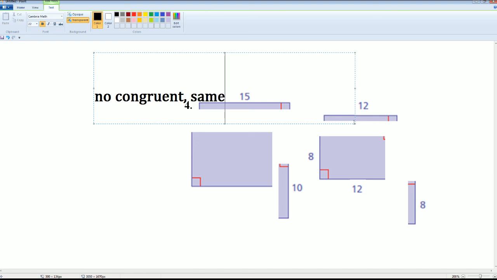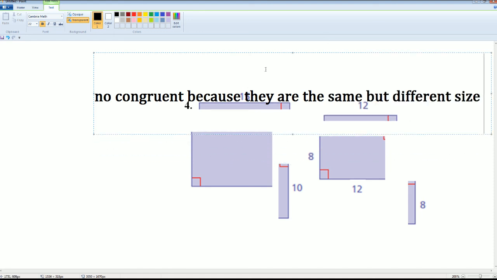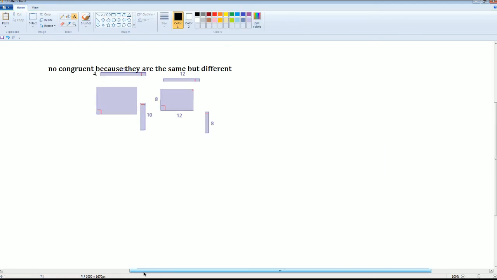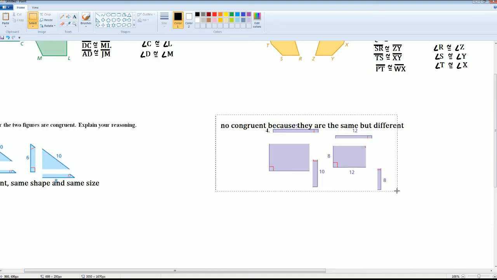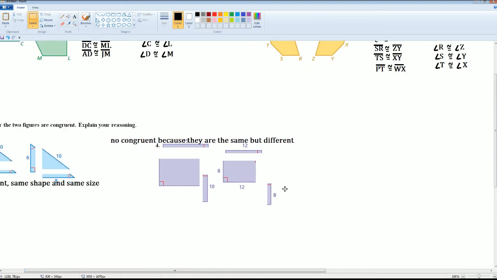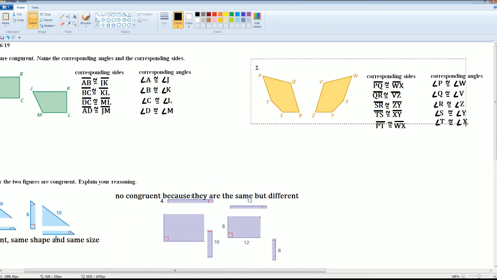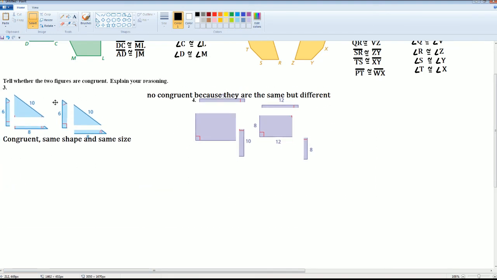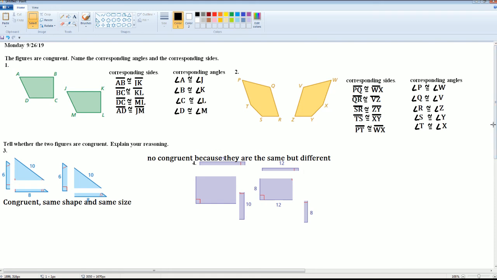They are the same shape, but different size. Okay? We would say not congruent because they're the same shape, but different size. So let me bring this all together now so you can all see it together. That's number 4 right there. Bring number 2 here in view. Bring this back up so you can see that. There you go. That is Monday's solution. Okay? Determining if things are congruent.